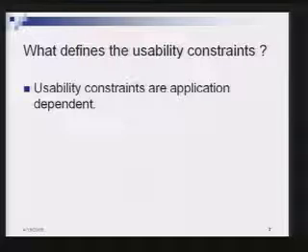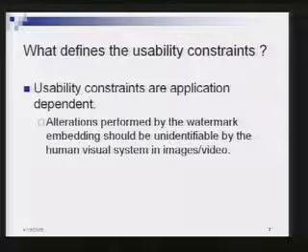So what defines the usability constraints? The usability constraints are application dependent, obviously. Why are they application dependent? For example, alterations performed by watermark embedding should be unidentifiable by the human visual system, for example in images and video. So if I have an image and I embed a watermark in the image, the images before and after watermarking will have to look the same to the human eye.